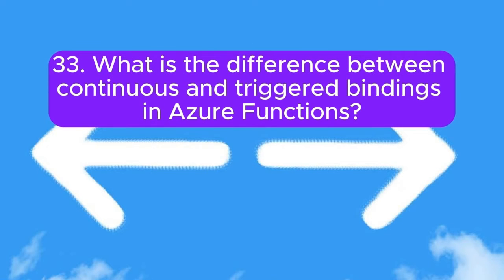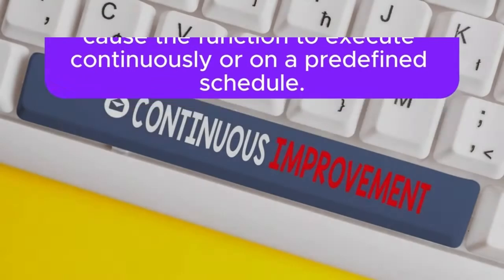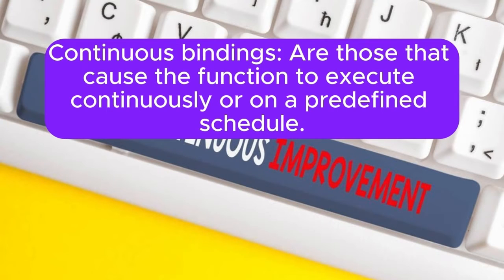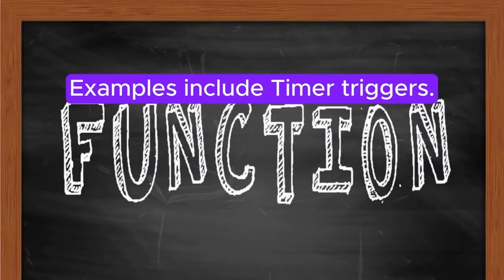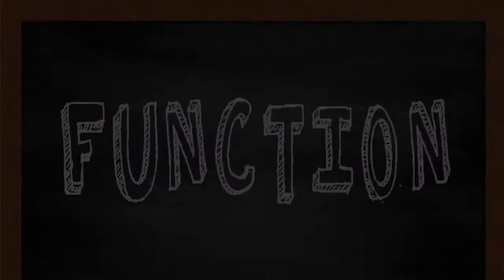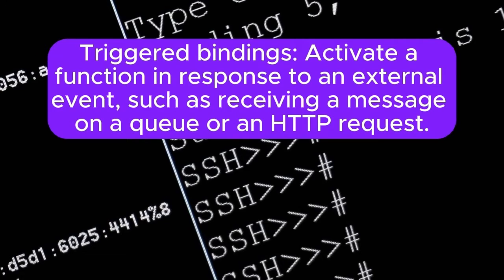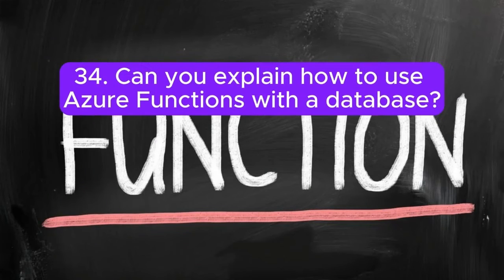33. What is the difference between continuous and triggered bindings in Azure Functions? Answer. Continuous bindings are those that cause the function to execute continuously or on a predefined schedule. Examples include timer triggers. Triggered bindings activate a function in response to an external event, such as receiving a message on a queue or an HTTP request.